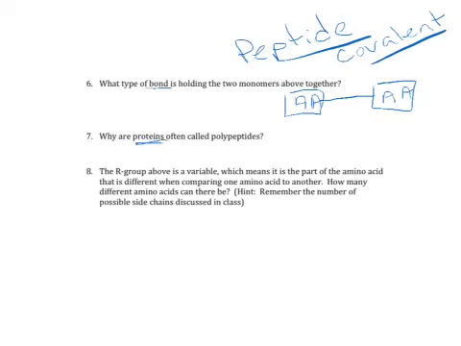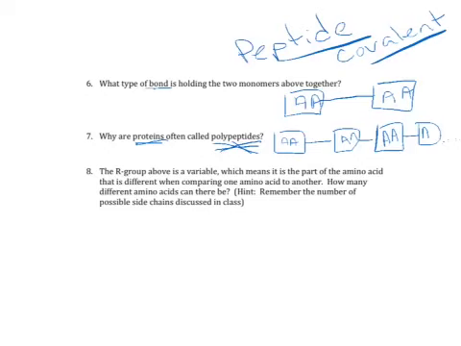Why are proteins often called polypeptides? Because proteins are a series of amino acids linked together by these peptide bonds, and it could be hundreds, if not thousands, of amino acids long. So because of that, there's, of course, polypeptides, or more than one peptide. So that's why it's called a polypeptide. A protein is a polypeptide because it's made of amino acids. It's a polymer of amino acids, and it's the peptide bond that holds them all together.